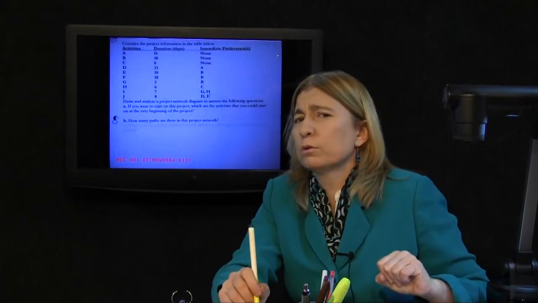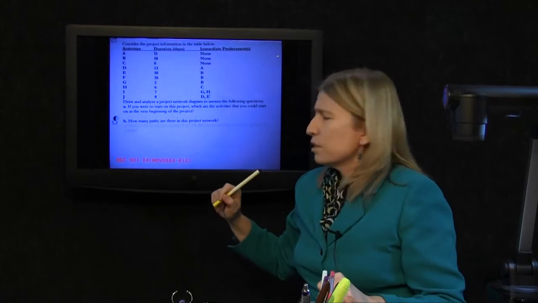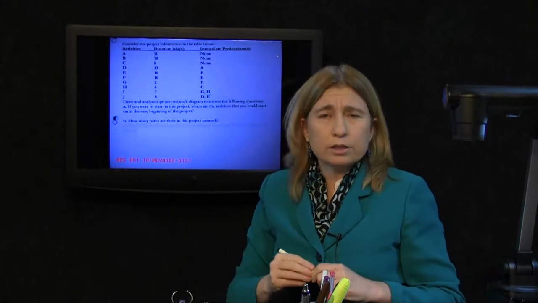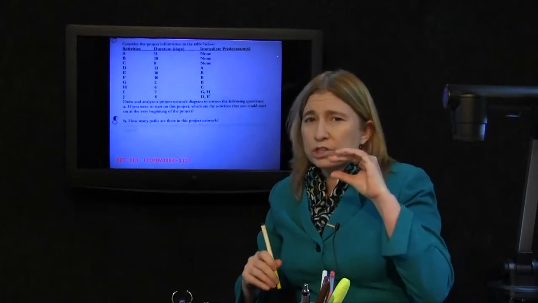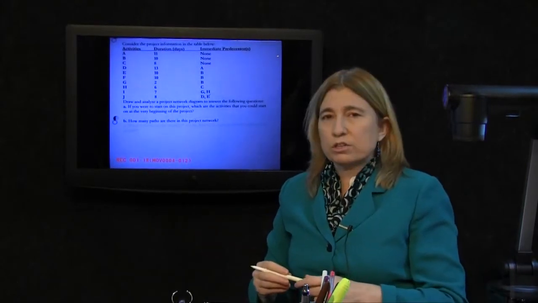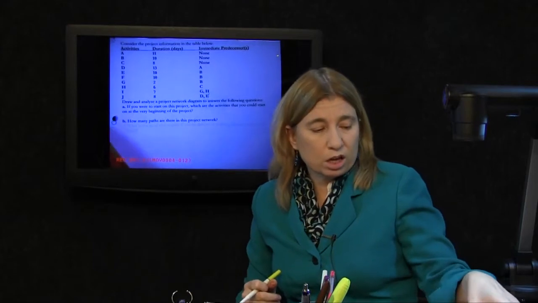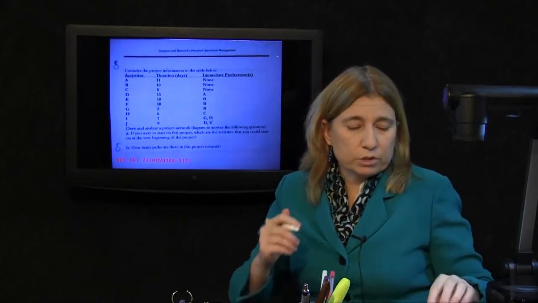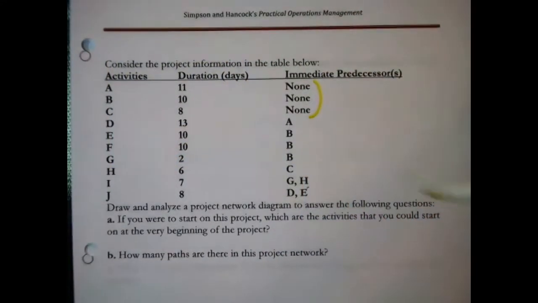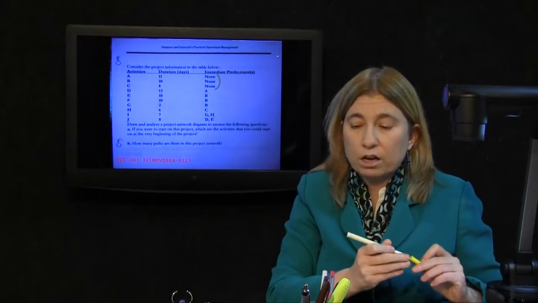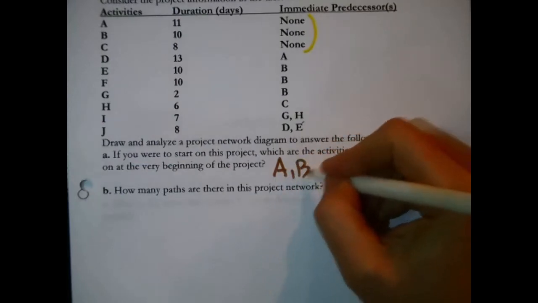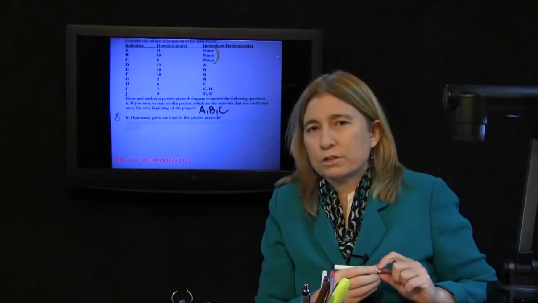Funny thing though, if you were in a hurry, notice that the first question here says, if you were to start this project, which of the activities could you start on at the beginning of the project? That one question out of the scenario, you don't need a network for. You don't need to do any calculations. That one question is just about interpreting this data. It's just asking you which activities do not have any immediate predecessors. That's just another way to ask that. So without doing anything else, A, B, and C. At least I answered the first question of the scenario.